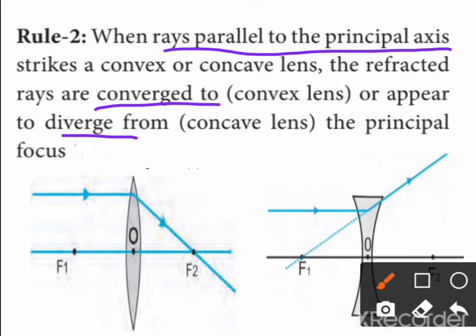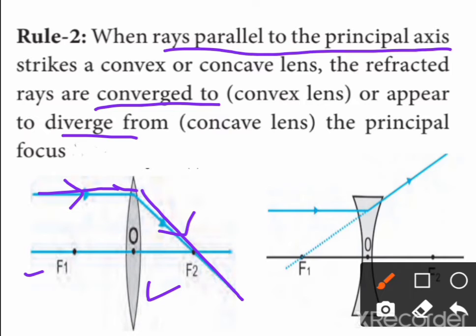Right? So what does rule number 2 say? First you consider this convex lens. In the convex lens, a ray is parallel. Parallel to what? It is parallel to the principal axis. Right, when it strikes this convex lens, what happens after refraction? The refracted ray will pass through the focus. Right, it goes through that focus. Okay, that is rule number 2. This is for the convex lens.